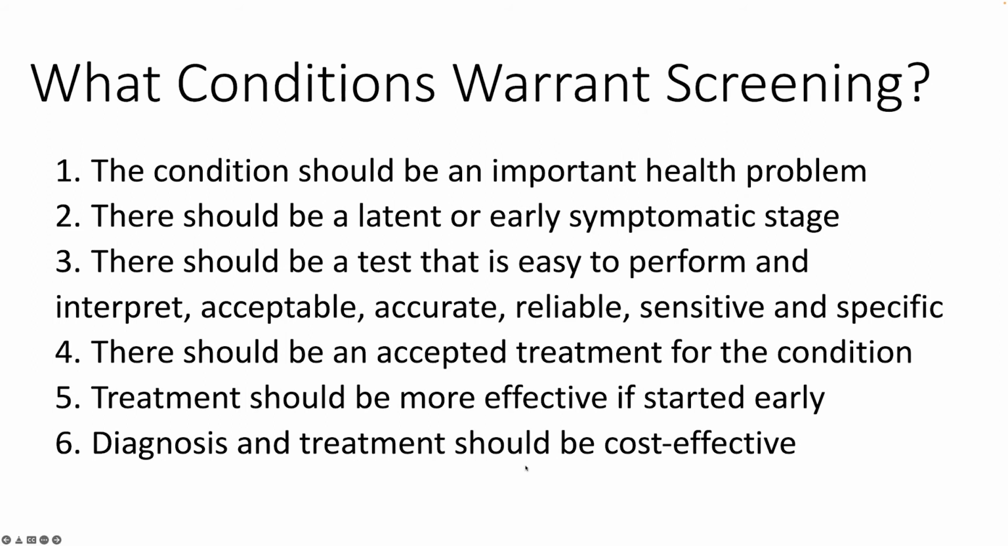There should be a test that is easy to perform, interpret, acceptable, accurate, reliable, sensitive, and specific. There should be an accepted treatment for the condition. Effective. The treatment should be more effective if it started early, and diagnosis and treatment should be costly. It turns out that we have accurate, acceptable, reliable, sensitive, and specific tools to help us screen for alcohol and to help us screen for drug overuse.